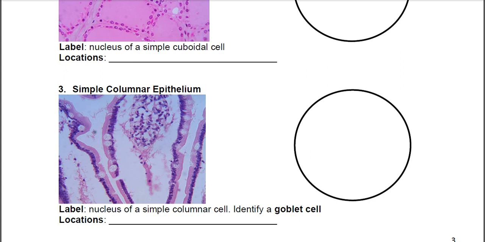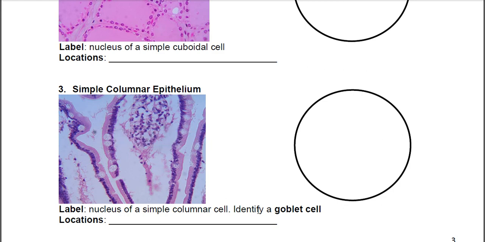Simple columnar cells are simple because it's one cell next to another, next to another, next to another. They're columnar because they look like columns. They're tall and skinny. As always, the dark spots are nuclei. There's 1, 2, 3, 4, 5, 6. They're stacked next to each other, and they are tall and skinny.